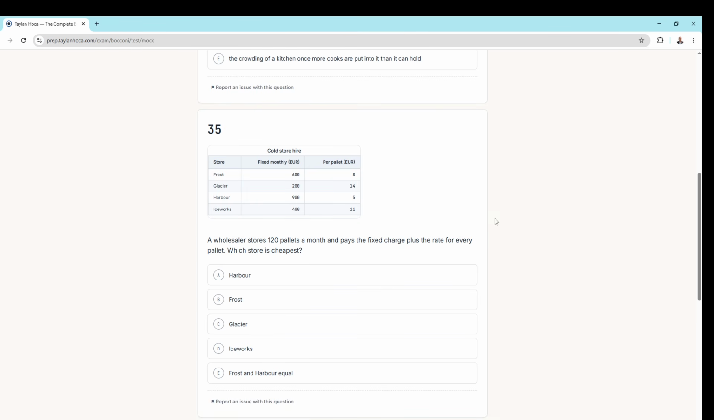I'm looking for the cheapest. Glacier is more for sure. 600, 1500. Harbor is better than Frost. Yeah, 600, 1500. And this one, 120 times 11, which is 1320 plus 400. Yeah, so Iceworks is also more expensive. Harbor is the best one. Frost and Harbor equal. Let me check again. 960. No, 60 more. Frost is 60 more.